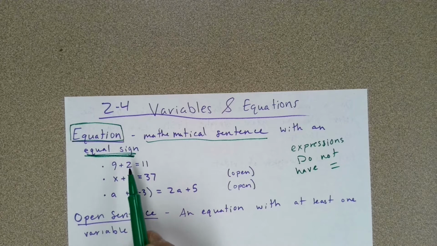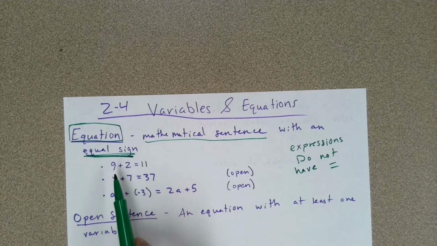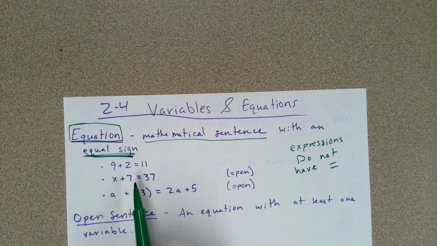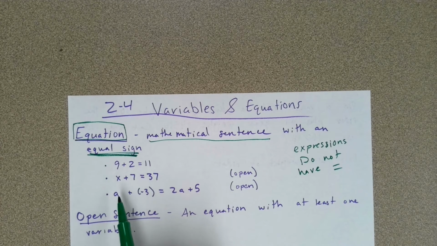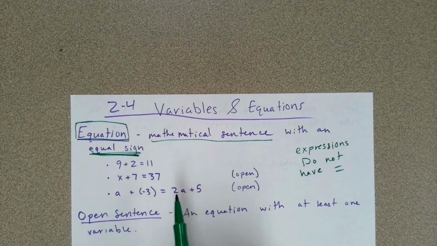So we got 9 plus 2 equals 11. There's an equal sign. This is an equation. X plus 7 equals 37. There's an equal sign. It's an equation. A plus negative 3 equals 2a plus 5. There's an equal sign. It's an equation.